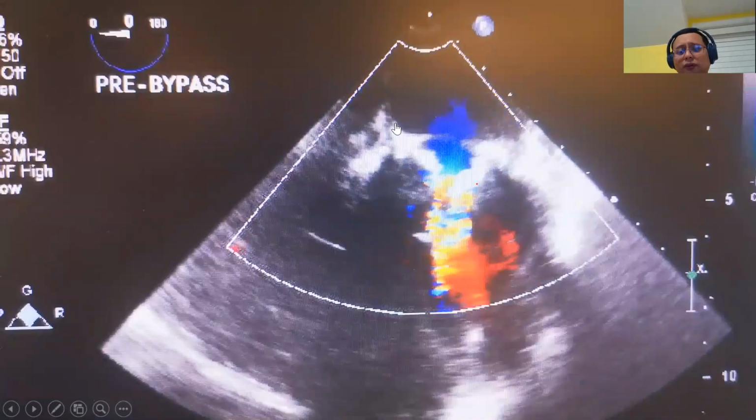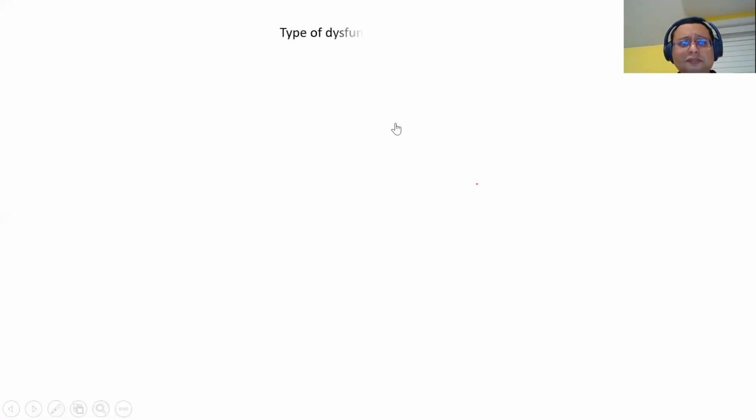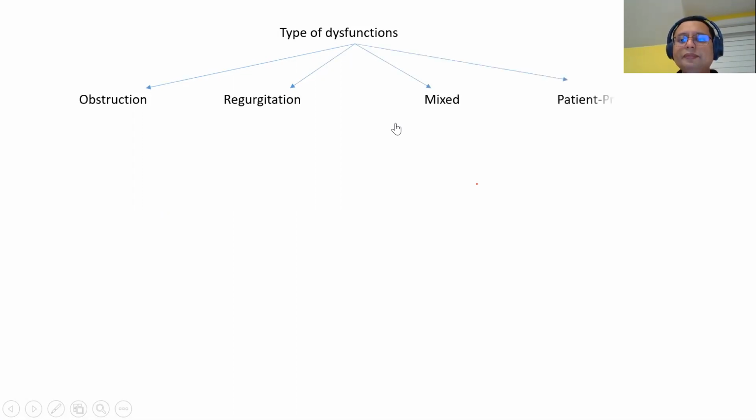We have seen this one before. So lastly, even though I've said this over and over again, I just wanted to remind you again, because this is our last talk on prosthetic valve. You see a prosthetic valve, if let's say it's more than 3 meters per second in the aortic valve, more than 6 millimeters of mercury in the mitral valve, think of what is the type of dysfunction. Is it obstruction? Is it regurgitation? It can be mixed, okay, but remember the algorithm has no place for mixed. We will try to improve that. And either it is patient prosthetic mismatch.